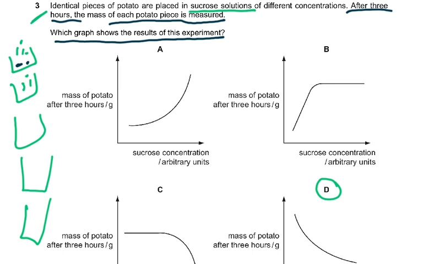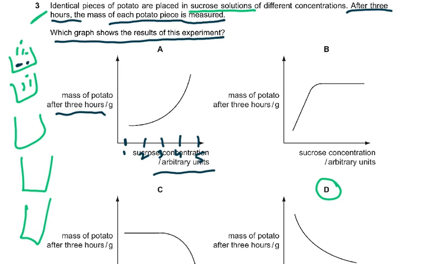Now, as I've told you, in every graph, the first thing you do is you add the axis values here. So you add 1, 2, 3, 4, and 5. So the concentration in arbitrary units, say percentages, the sucrose concentration is increasing. And the mass of potato after 3 hours: in a dilute solution, it will have increased. In the same solution, it will remain the same. But in a highly concentrated solution, it will lose water, so the mass will decrease.